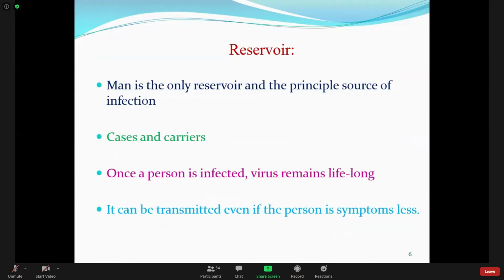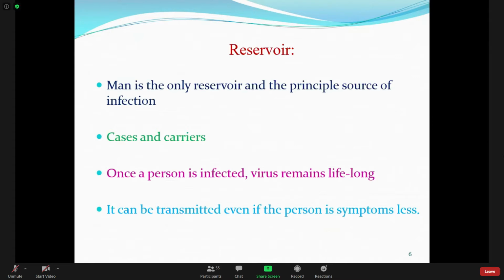Okay, reservoir. Man is the only reservoir and the principal source of infection, because there is no chance of transmission from animal to man, from mosquito to man, or from leech to man. So man is the principal reservoir.